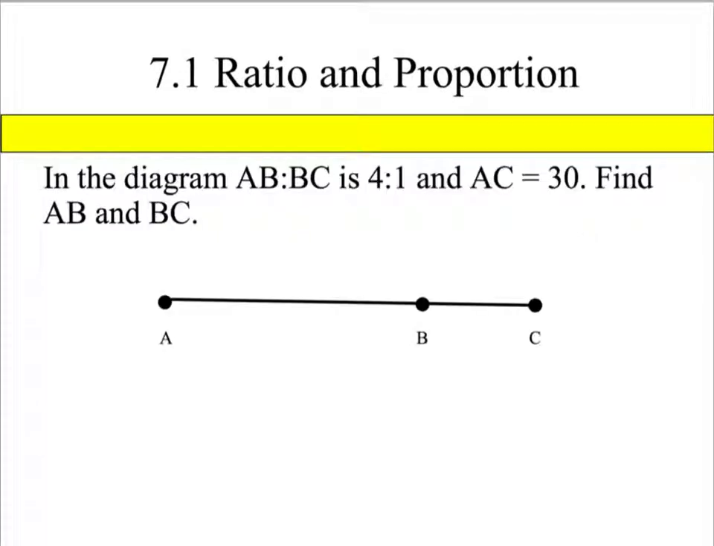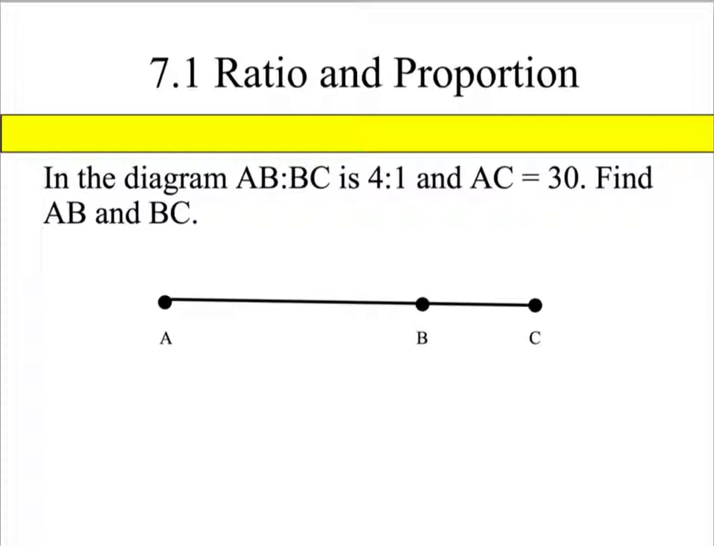Okay, so now it says in the diagram AB to BC is 4 to 1. So the ratio of AB to BC is 4 to 1. We know the entire length of AC. What we're going to do is find AB and BC. All right? If you think you know what's going on, give this one a shot and see if you can come up with the right answer. If not, just pause now so you can write it, and I'll explain.